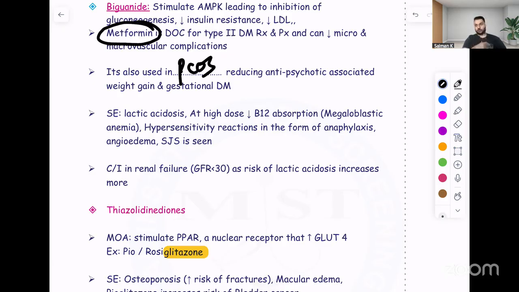If you want to treat the other symptoms of PCOS, then you need to give OCP. And if diabetes, that is insulin resistance, has happened, then I'm going to give you a drug called metformin. So this is the logic here.